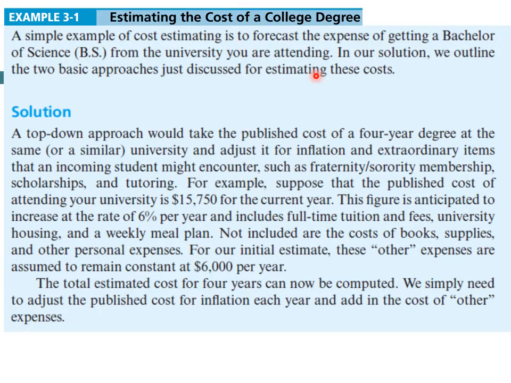If we use a top-down approach, what will we do? We will use the published cost of SQU, so you can go into the web page and have a look at the tuition cost of the university. But if it is not available for your own university, you can take another similar university, a university in the same region with the same qualifications and so on.